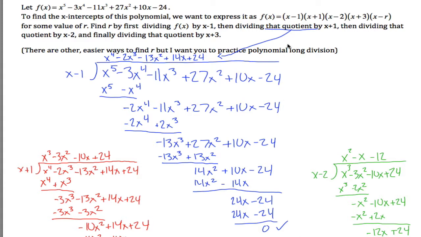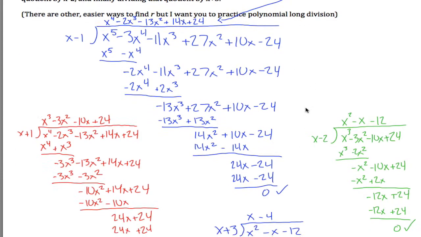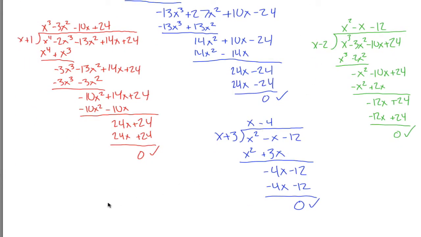What I found out is that when I divide from this thing, if I divide out the x minus 1, the x plus 1, the x minus 2, and the x plus 3, all I'm left with is x minus 4. In other words, f of x equals x plus 1. No, x minus 1 was the first one I did. Times x plus 1 times x minus 2 times x plus 3 times x minus 4.